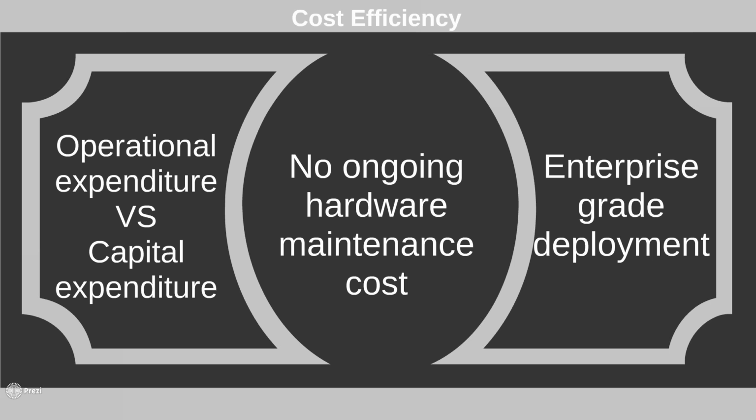The second one is no ongoing hardware maintenance cost. That just means that by having a cloud server and paying that monthly fee, which we will see how much it will actually cost, you're not dealing with any of the hardware headaches, any of the shipping or any of the replacement. All of that stuff is done for you. You're done with it. And then what we've noted here is enterprise grade deployment. What that means is that for that monthly fee, you have access to an enterprise grade deployment.